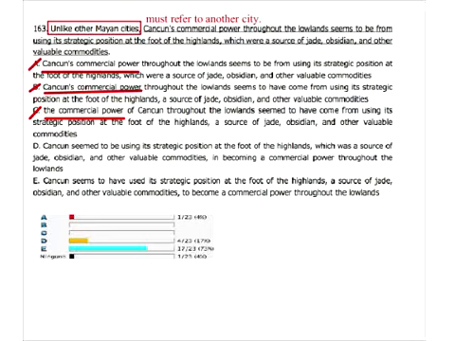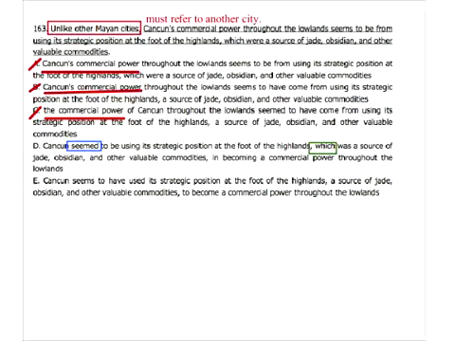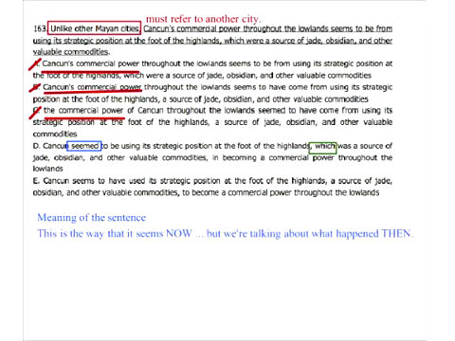to one more problem. In fact, we only have one more problem after this, so we can finish a little bit early today. Here's this, D versus E. The first is this, and then let's also look at which. The first one is seemed. Seemed is not realistic. Like, what the meaning of the sentence is, this is the way that it seems now. But we're talking about what happened then.